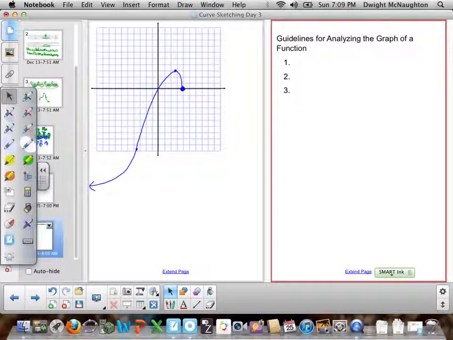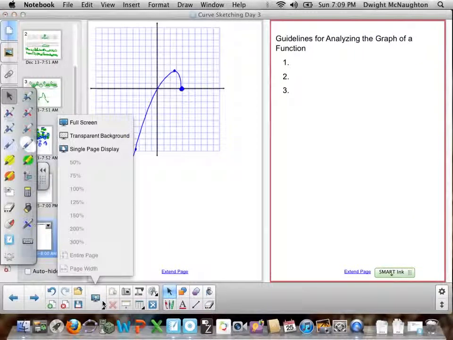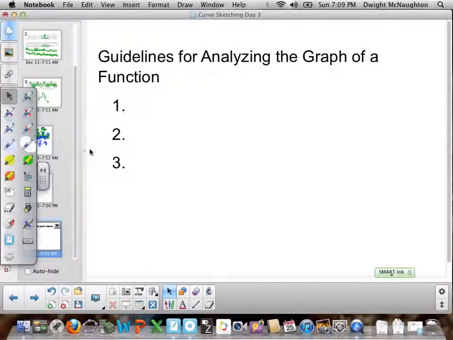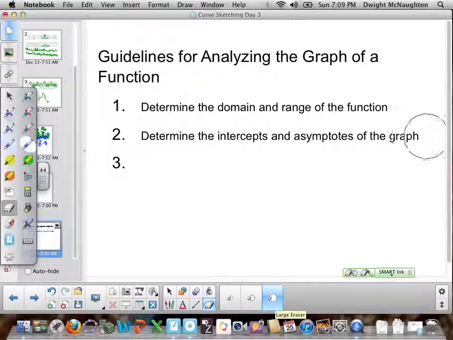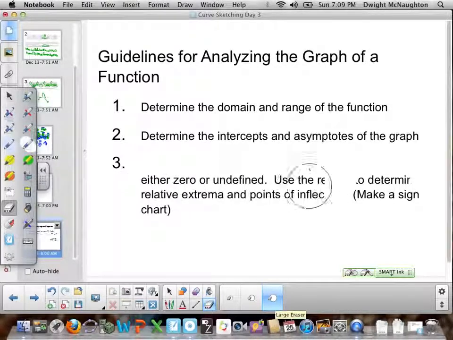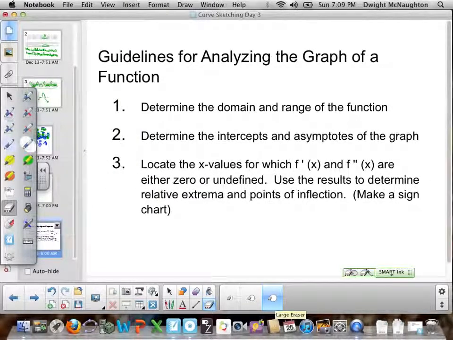In conclusion, when sketching these, you want to think of 3 things. 1, domain and range. 2, intercepts and asymptotes. And 3, make a sign chart with focus on increasing, decreasing, concave up, concave down, all that good stuff.